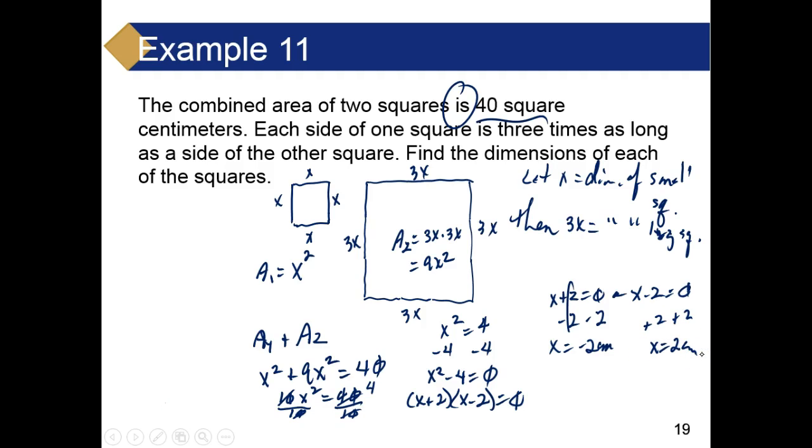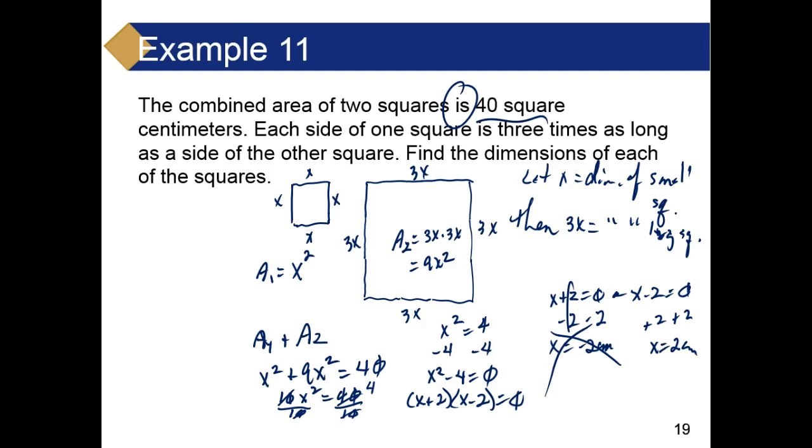I want someone to come up to the board and draw me a square whose length is negative 2 centimeters. Anybody? You get extra points if you can draw me a square whose length is negative 2 centimeters. You can't do it. Even though mathematically this is a perfectly correct answer, physically that makes no sense whatsoever. So our only answer is x equals 2 centimeters.